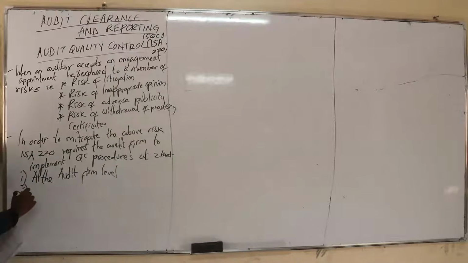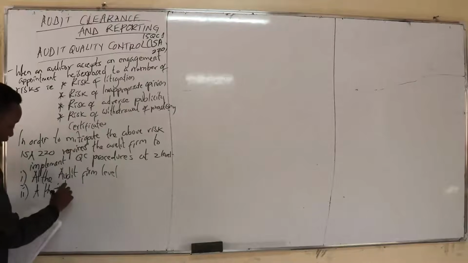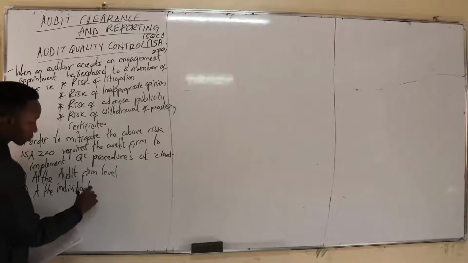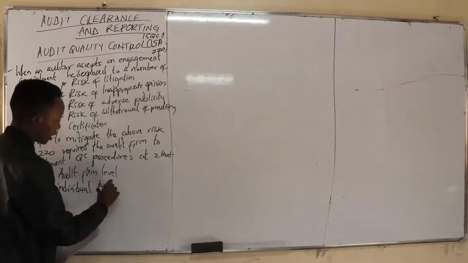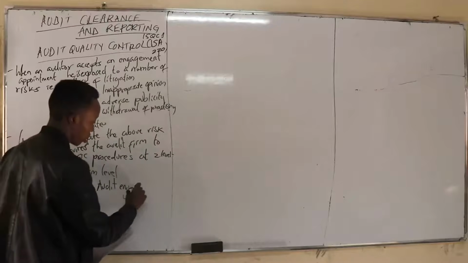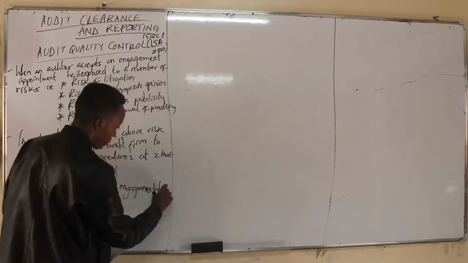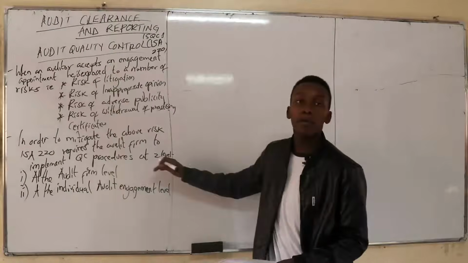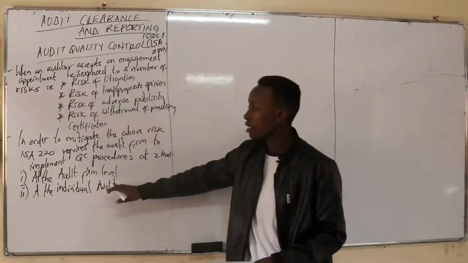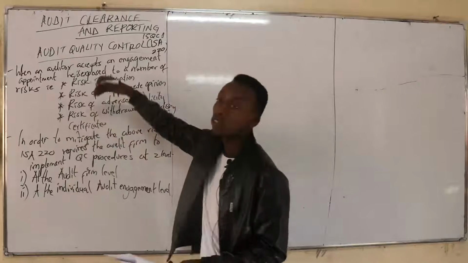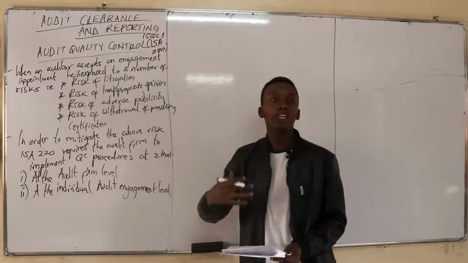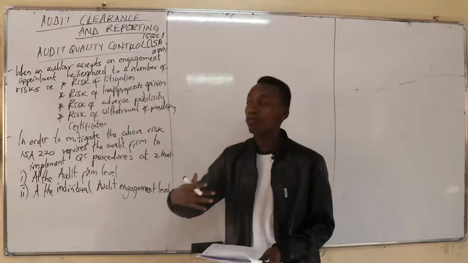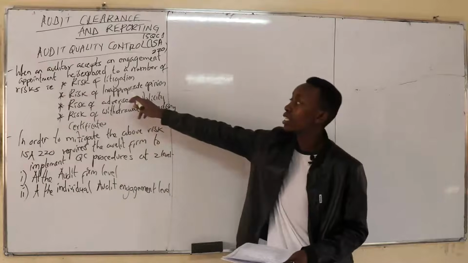And then also at the individual audit engagement level. So this is at the engagement level itself. For example, if you undertake an audit engagement, one of the quality control procedures would be that your work is reviewed. It can be reviewed by someone who did not take part in this audit as a way of counter-checking that what you arrived at is not an inappropriate opinion.